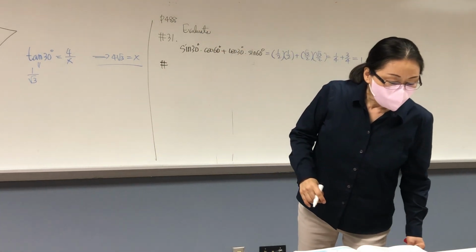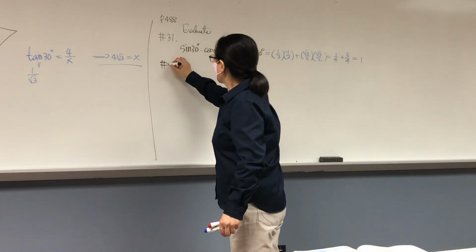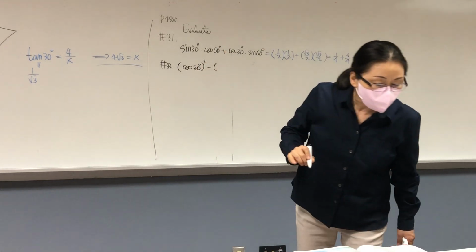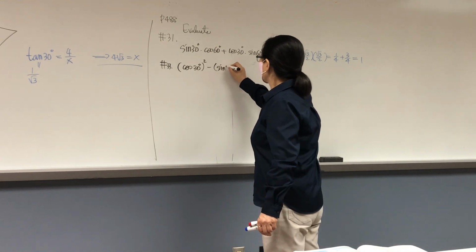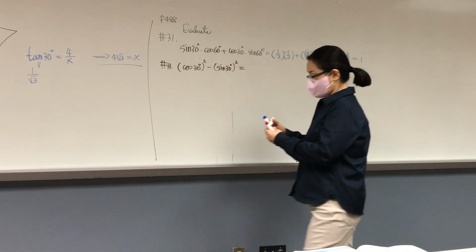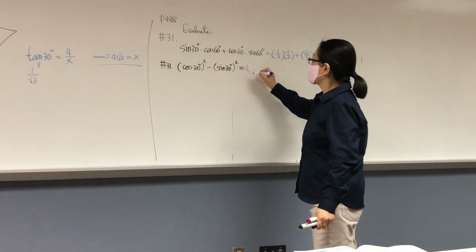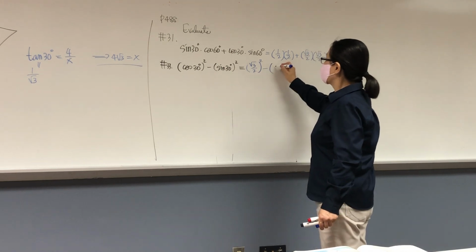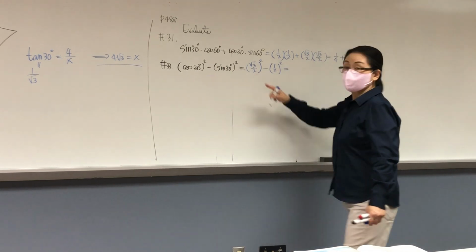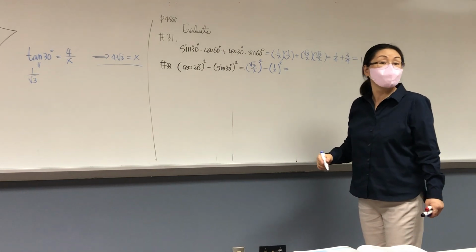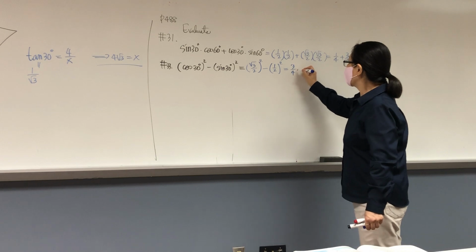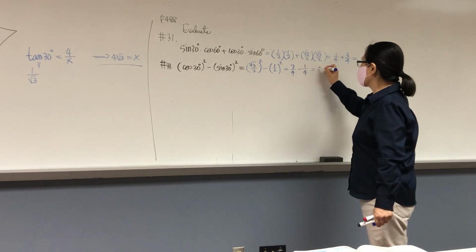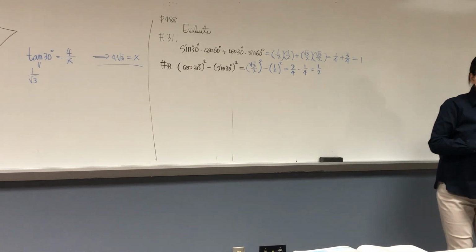And 33. Cosine 30 square minus sine 30 square. What is cosine 30? Root 3 over 2. What is sine 30? 1/2. So what is the first part? We did it right before. 3 over 4. What is the second part? 1/4. So it is 2/4, which is 1/2. Good.